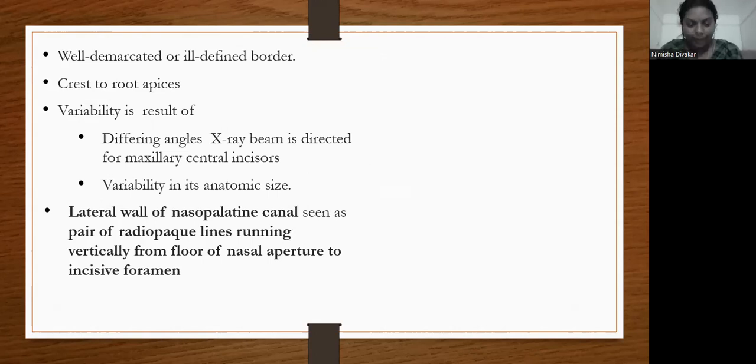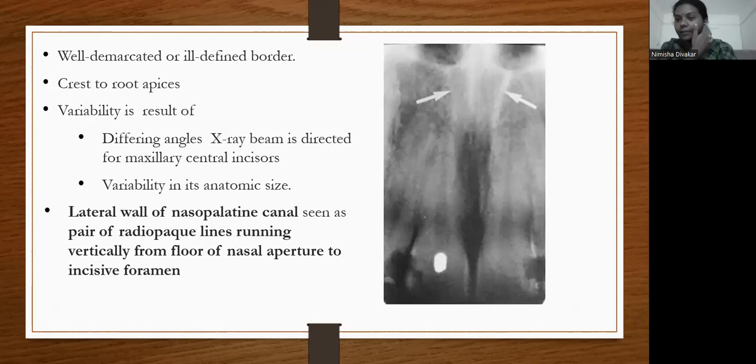They are seen as a pair of radiopaque lines running vertically from the floor of the nasal aperture to the incisive foramen. You can see in the radiograph, it appears as two vertical lines starting from the apexes of the central incisors or from the edges of the incisive foramen to the floor of the nasal cavity. They are the lateral walls of the nasopalatine canal.